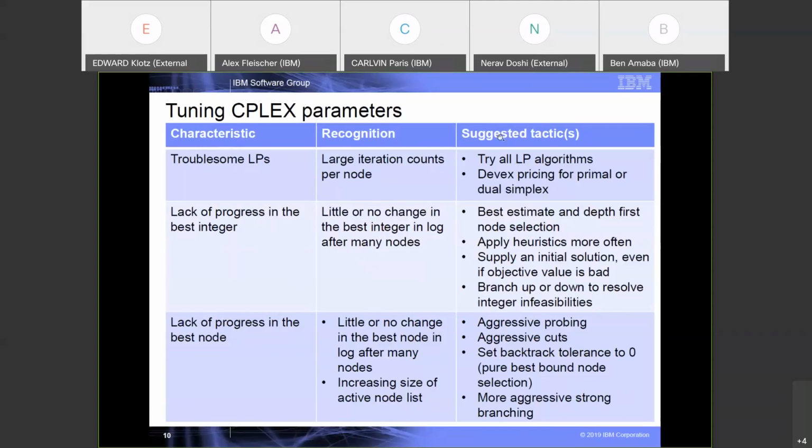So the point in this third column is just that there are different tactics for each progress metric. So you use different parameter settings, and the slides will be available so you can work your way through the detail.